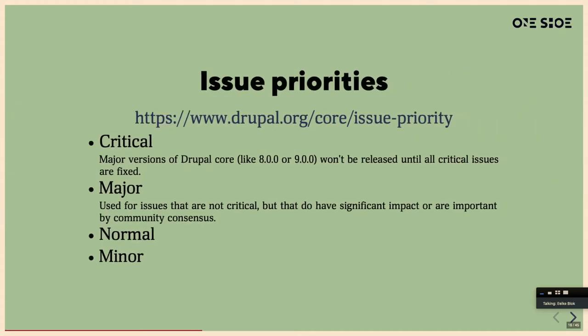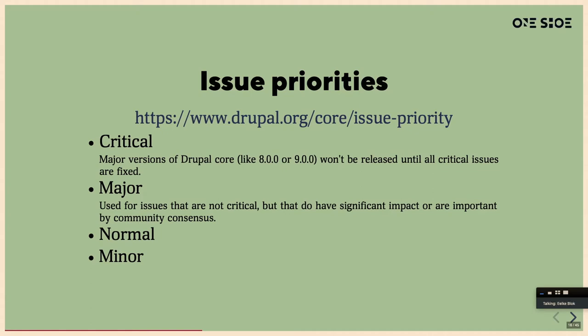Right, we'll move on to issue priorities. These are basically the four ones that you might find. Guidelines for when a priority can be applied are based on the category, so bugs, feature requests, that sort of thing. And the guidelines get less strict with lower priorities.